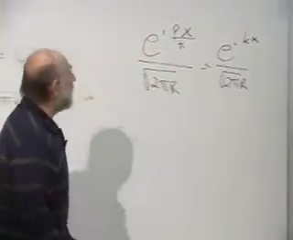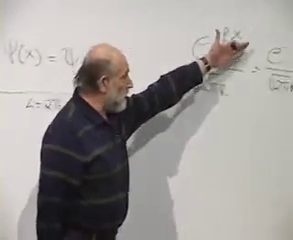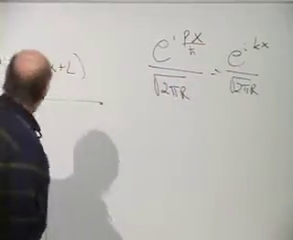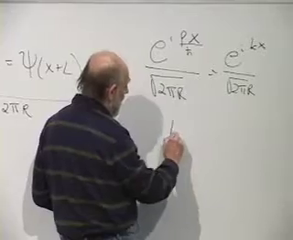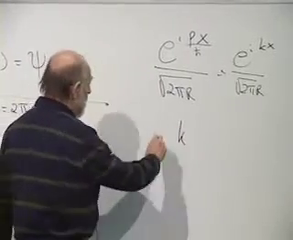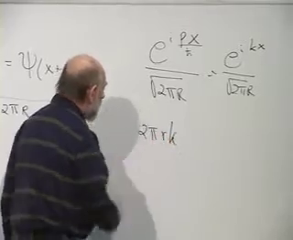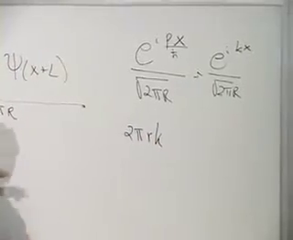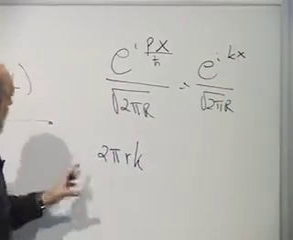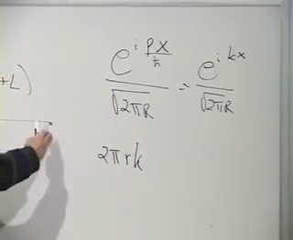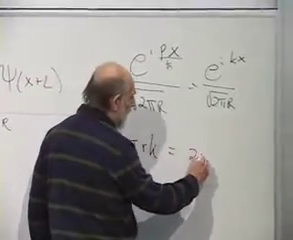Once we have that, we look at the individual wave functions, these wave functions for given momentum, and we require that they're periodic. That says that k times 2 pi r, that's the value of the exponent here when you've gone one full cycle around, must equal 2n pi.